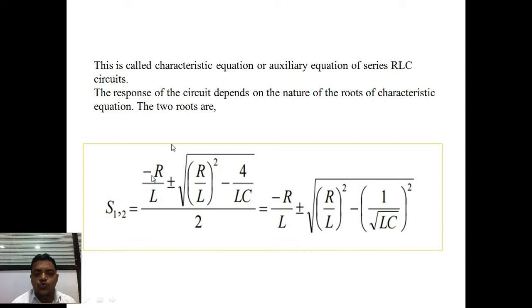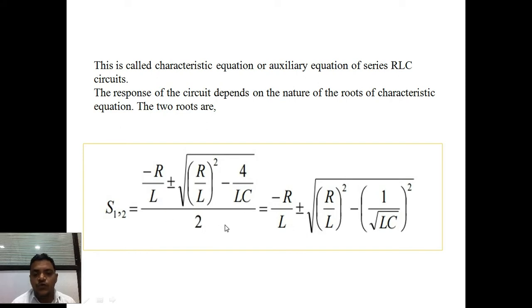The two roots should be given. S of 1, 2 is equal to -a plus or minus the square root of a squared minus b squared, upon 2. From that root equation, S of 1, 2 is equal to minus R upon L plus or minus the square root of (R upon L) squared minus 4 upon LC, divided by 2.